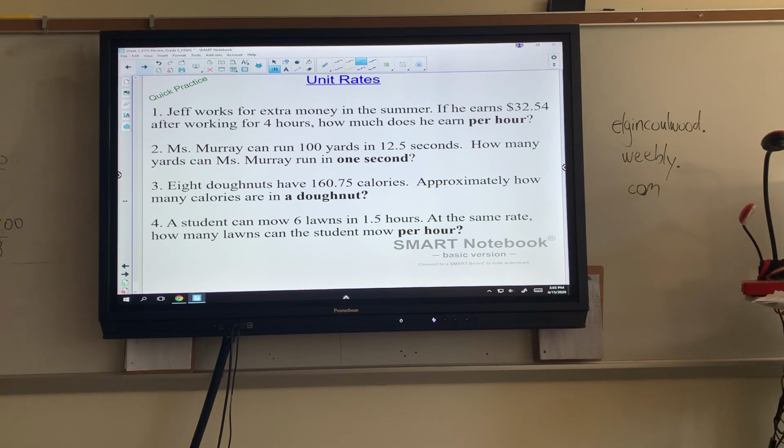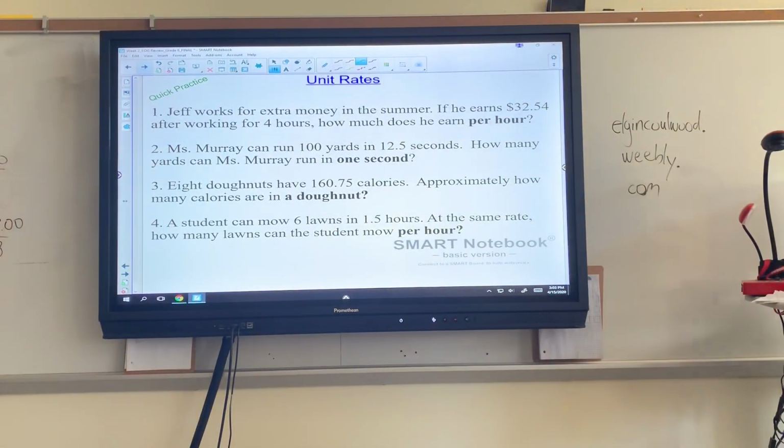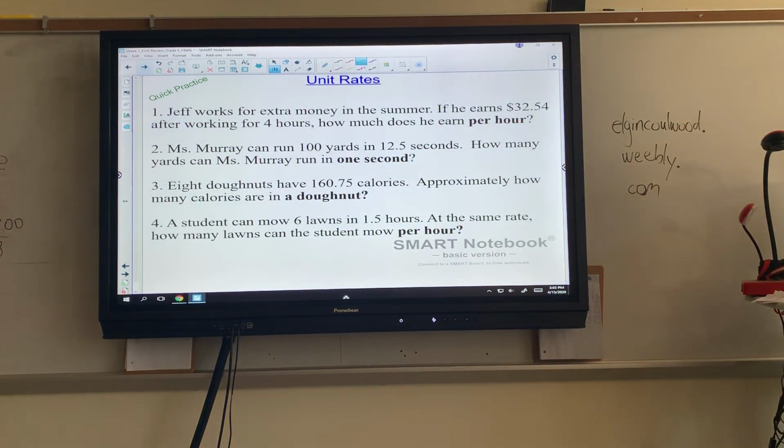Moving on. Quick practice. You can probably do these on your own. Pause the video. Try these 4. We will go over it together when you unpause these. Read the problem. Make sure you know you're dividing by the correct unit. So usually whatever follows the key word, such as per, or whatever the singular vocabulary word is, that's what we're dividing by. Go ahead and pause it.